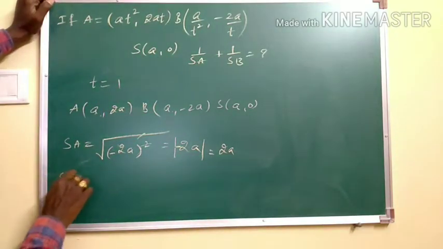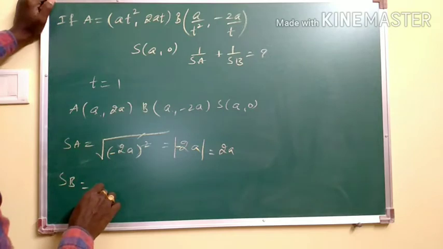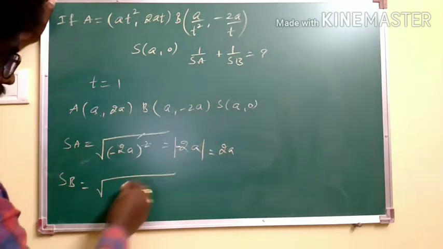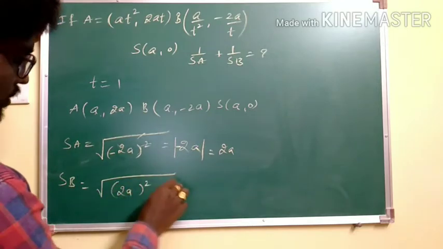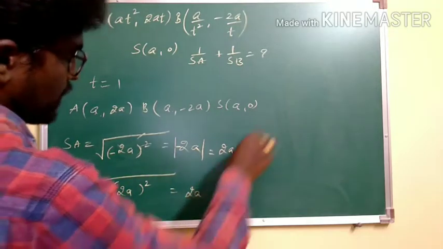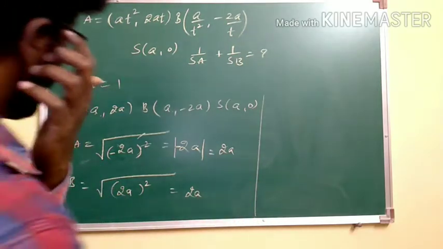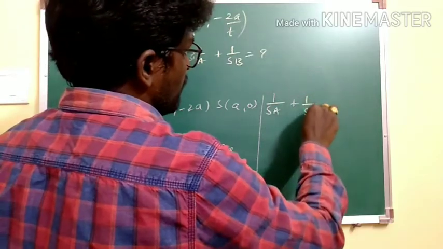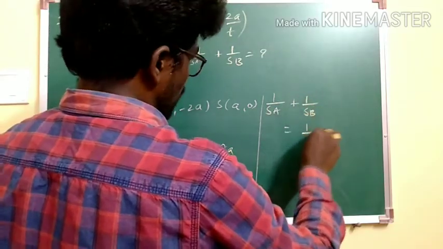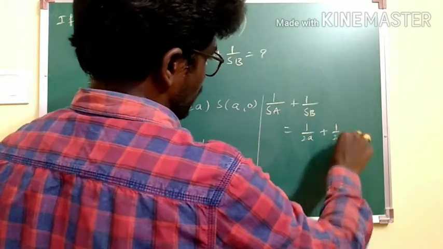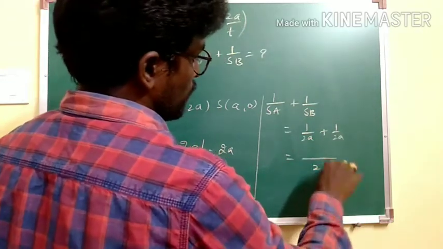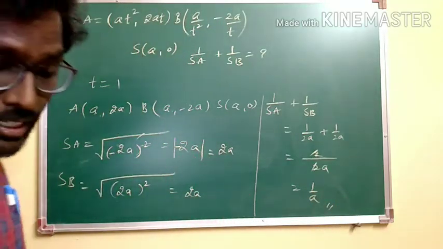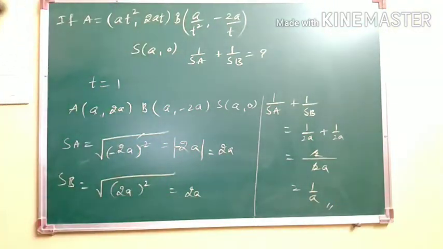And SB is equal to, what is SB? Distance between these two: square root of (a - a) whole square, plus (0 - (-2a)) whole square. Anyway, directly we are getting 2a. But we are asked to calculate 1/SA + 1/SB. So 1/SA + 1/SB is equal to 1/2a + 1/2a. What is the LCM? 2a, 1 plus 1 is 2, the 2s get cancelled, giving 1/a. See, by just taking t equal to 1, we could close the problem easily.